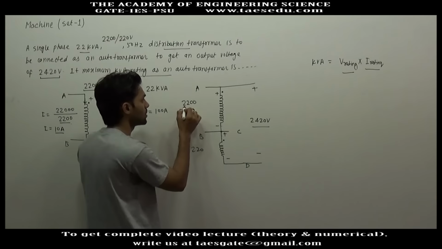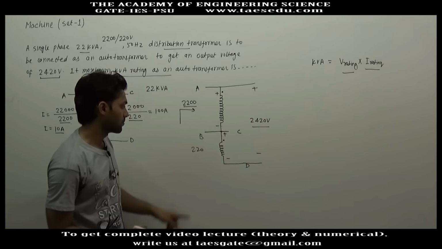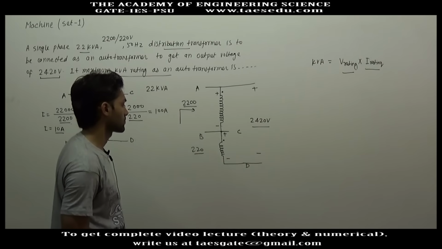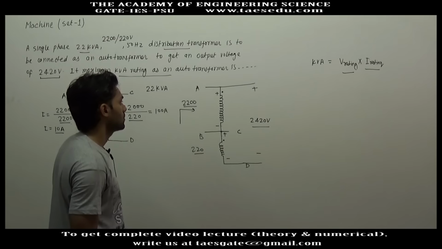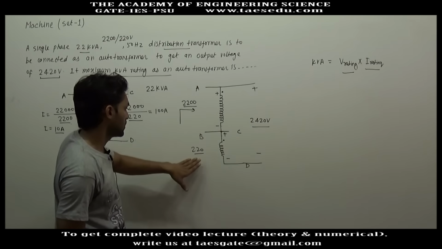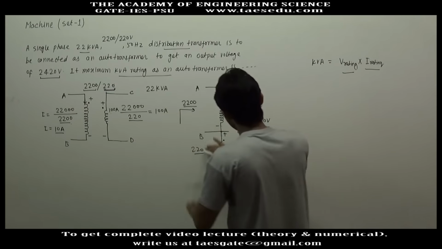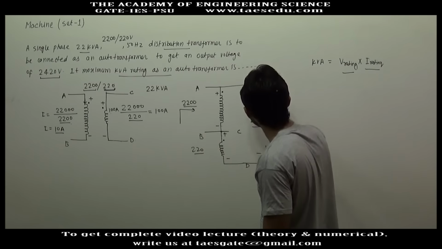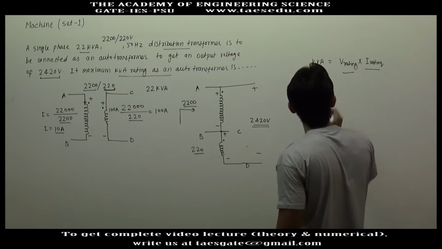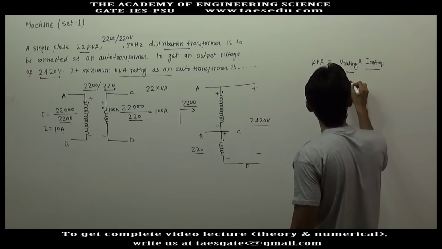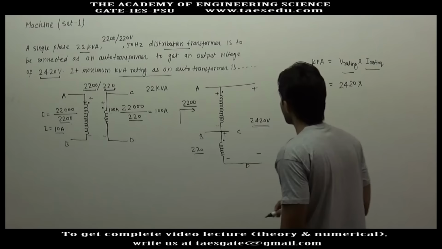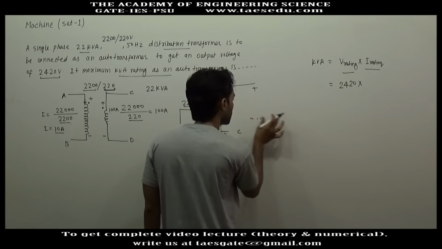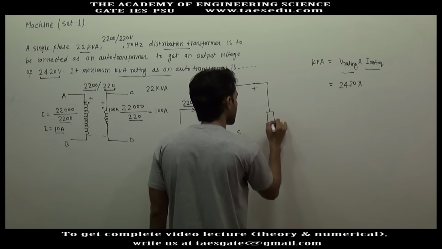If you apply 2200 here, due to magnetic coupling you will have 220 volt generated across this winding. So you have given maximum voltage, and here also you have maximum voltage. Now if you add these two voltages, here you will have a gain of 220, here a gain of 2200, so this output voltage will be 2420. So the voltage rating of the auto transformer is 2420. And what will be the maximum current in the load? Let us connect a load here.